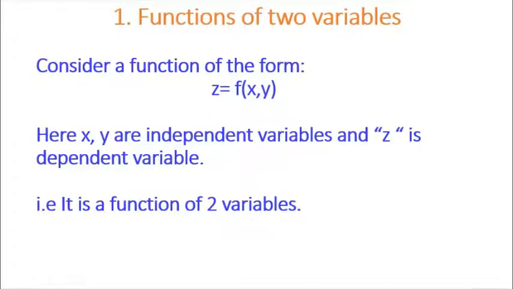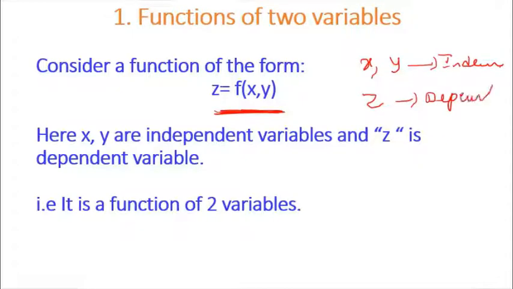So, partial differentiation is required when a function has more than one variable. First, let us talk about what are functions of two variables. If you take a function in the form z is equal to f of x, y, we can see there are two independent variables x comma y, and z is the dependent variable. So the number of independent variables is 2. So this function is called a function of two variables.